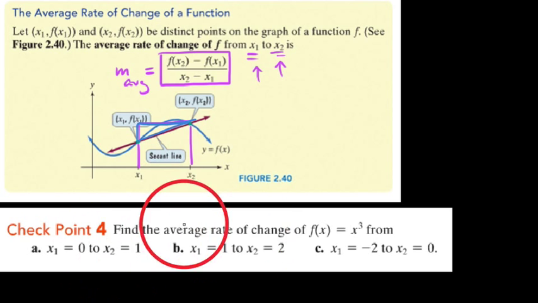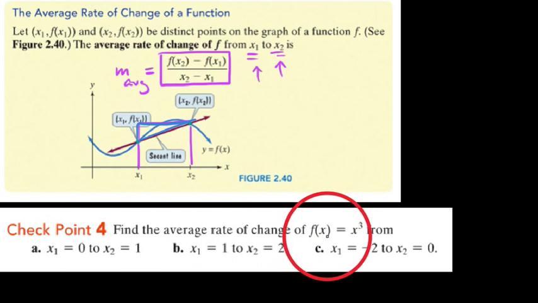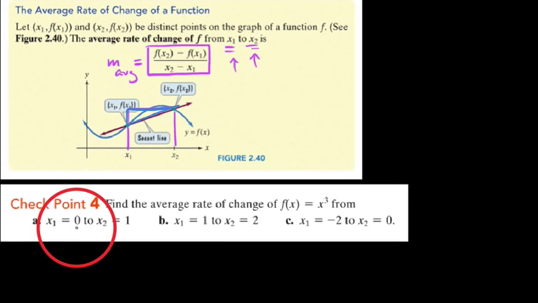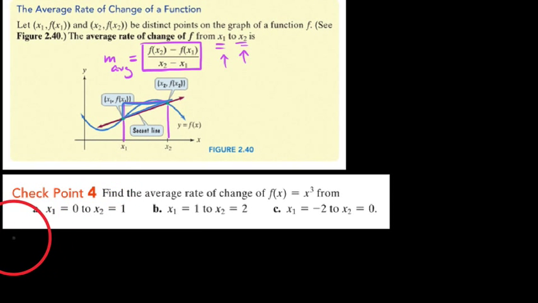So what we're going to do here is this. We're going to find the average rate of change of f of x equals x cubed from these distinct x values here. So looking at this first one, we say between x1 equals 0 and x2 equals 1. So what I want everybody to realize is this. We're really saying I want to find the average rate of change of a line that's passing through these 2 points right here. x1 is 0, and then we'd say f of 0 would be the y value there.